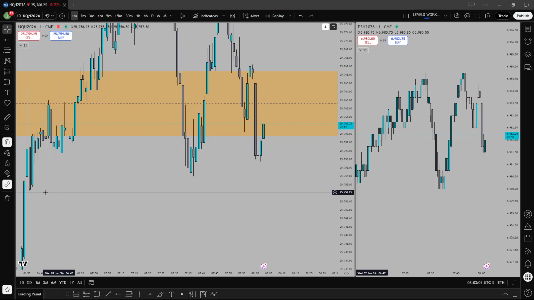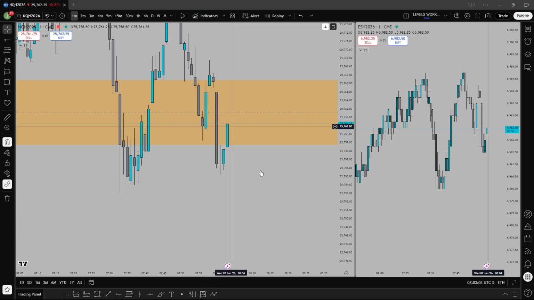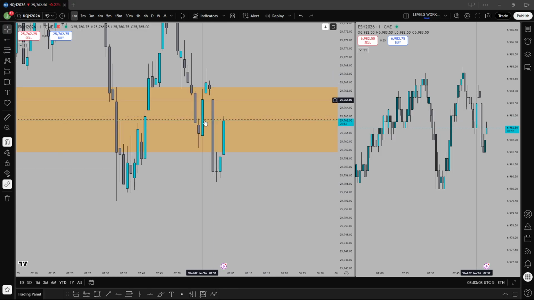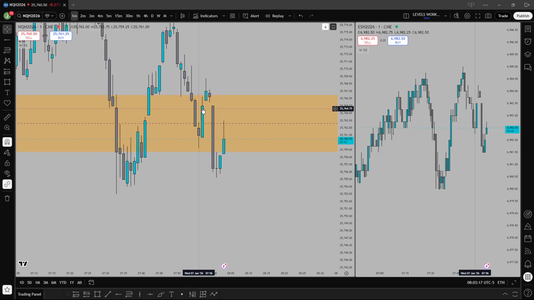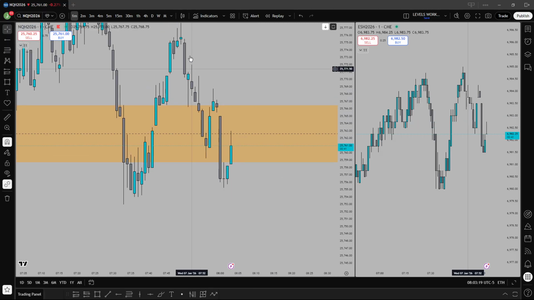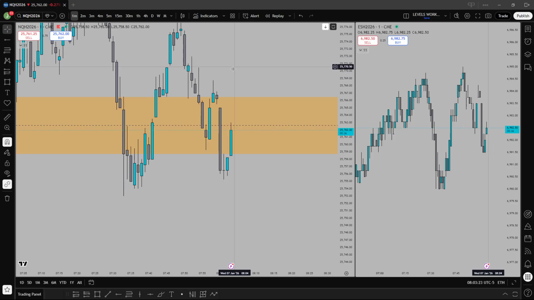Do these lows. Yeah, we tapped it. We're in the order block. Also tap the consequent encroachment. Don't want to see it fully close. This is of course the breakaway gap now.